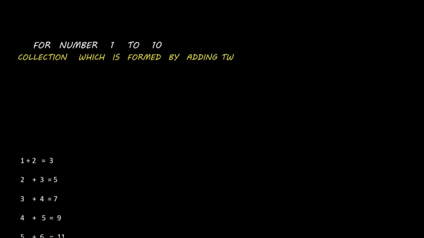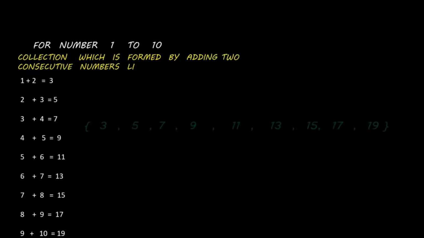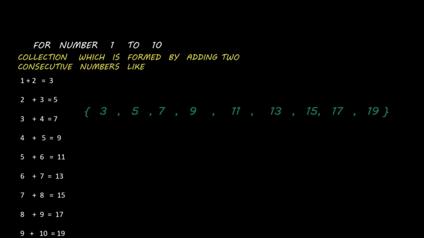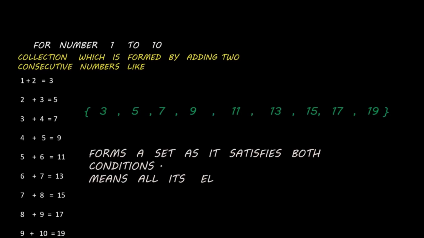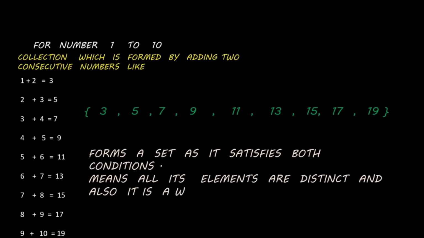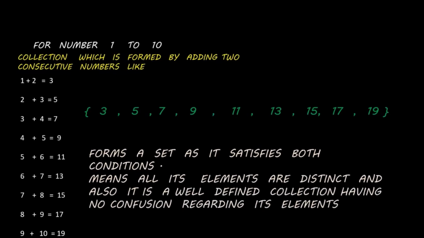Let us consider another example, in which for numbers 1 to 10, we form a collection by adding two consecutive numbers, whose values come out to be this. Clearly this collection forms a set as it satisfies both the conditions. Means all its elements are distinct and also it is a well defined collection having no confusion regarding its elements.